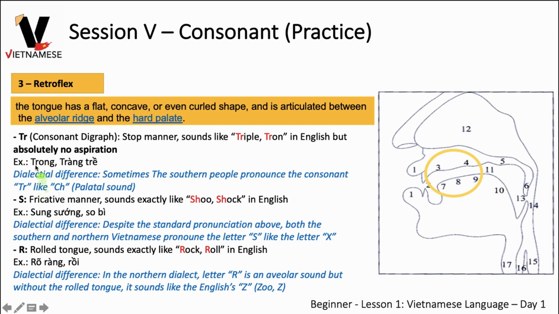For example, trong, or chàng chề. And due to the dialectal difference, sometimes the southern people pronounce the consonant j like a palatal sound, and you will learn about this consonant in the next slide.